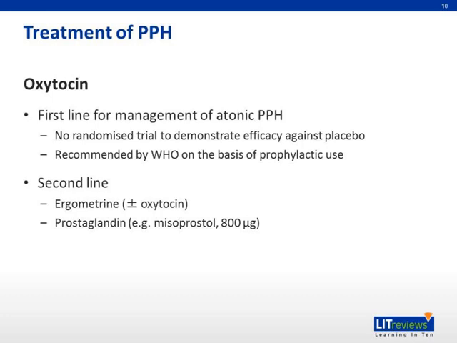Second line management for the treatment of PPH is ergometrin and/or oxytocin. The second type of medication that we can use here is any prostaglandin, and in this paper it's been cited that there is the use of misoprostol. However, the paper fails to mention that other forms of prostaglandins can be used, such as gemeprost.